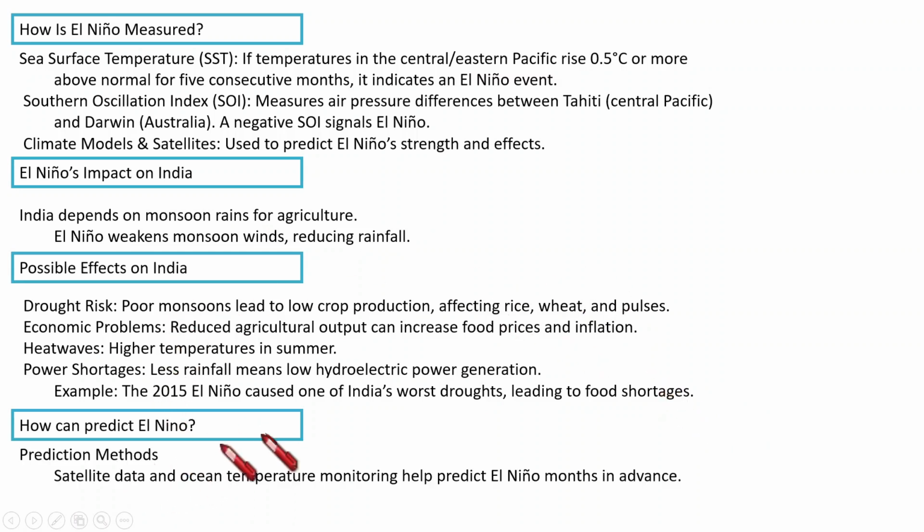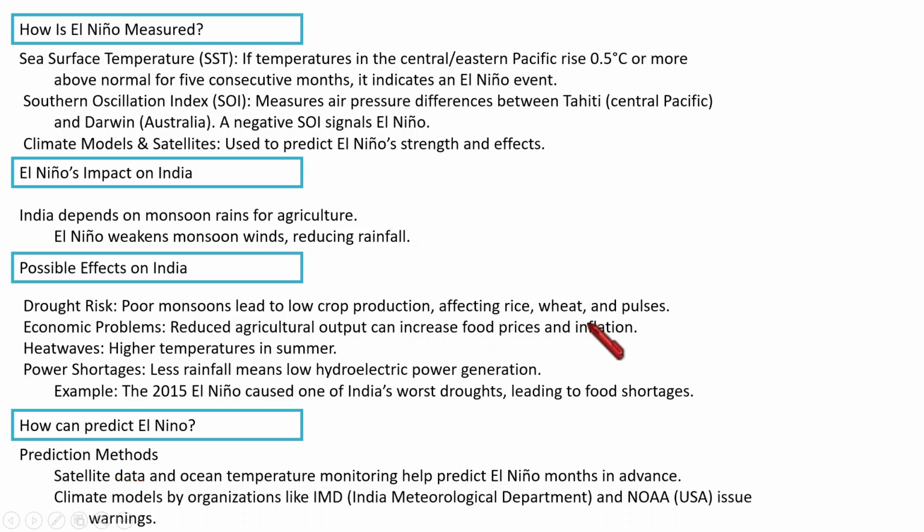How can we predict? With the help of satellites, we can monitor the ocean surface temperature and predict El Nino in advance. Climatic models are also there. Organizations like the India Meteorological Department, and in the US NOAA, can issue warnings by continually monitoring the ocean's behavior and temperature trend. They can warn of the chance of an El Nino.